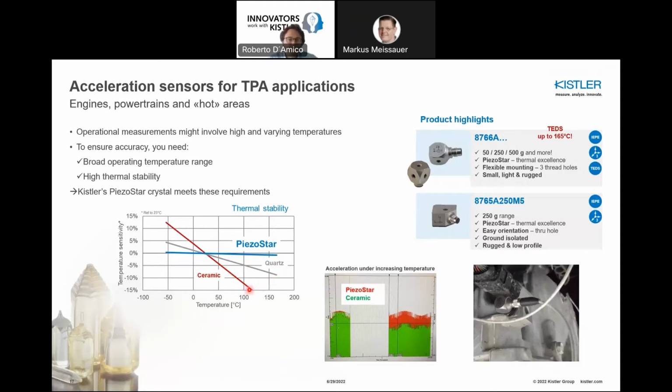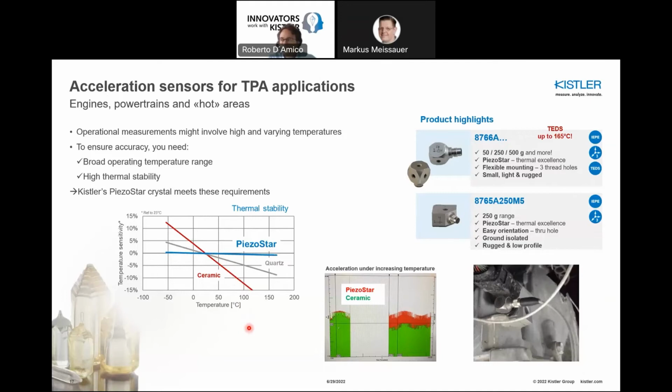For example, with respect to typical ceramic performance, the piezo star has a wider temperature range, so it can be used at up to higher temperatures. And while the ceramic element, like you see here in the picture, drifts a lot in terms of temperature sensitivity, so if you change the temperature, the sensitivity of the sensor and the data it delivers deviate, and it's difficult to control that, the piezo star provides you a nearly flat performance over the full temperature range.